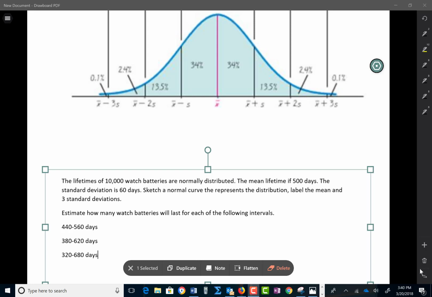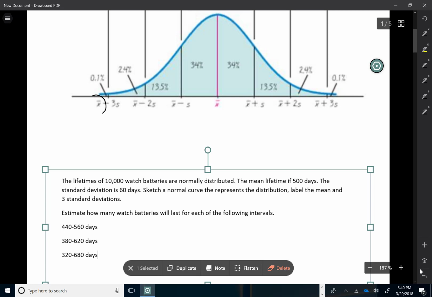Let's take a look at a basic normal distribution problem. I've presented the graphic here so that you can see it. You also have a copy of this in your Moodle course that you can print out so that you'll have it. We can look at the symbols in this graphic. This X with a bar over it represents the mean. The S in this graphic stands for standard deviation.